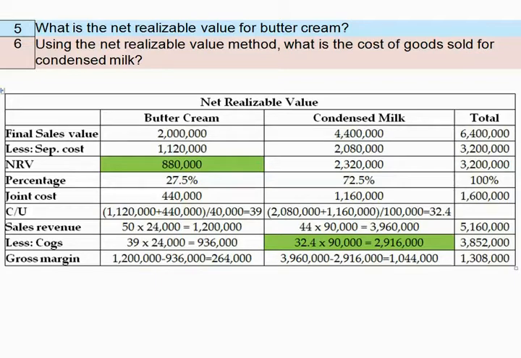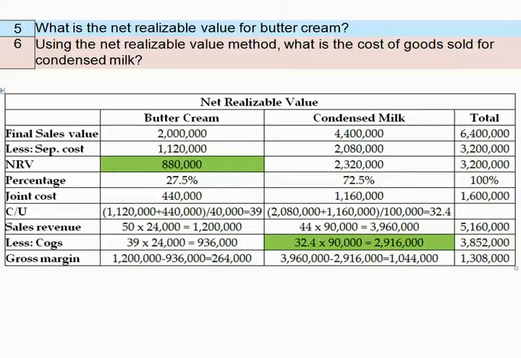Percentage of net realizable value: 880,000 divided by 3,200,000 will result in 27.5%. 2,320,000 divided by 3,200,000 will equal 72.5%. Joint cost allocated for butter cream equals 27.5% multiplied by 1,600,000 equals 440,000. Joint cost allocated for condensed milk will equal 72.5% multiplied by 1,600,000 equals 1,160,000.